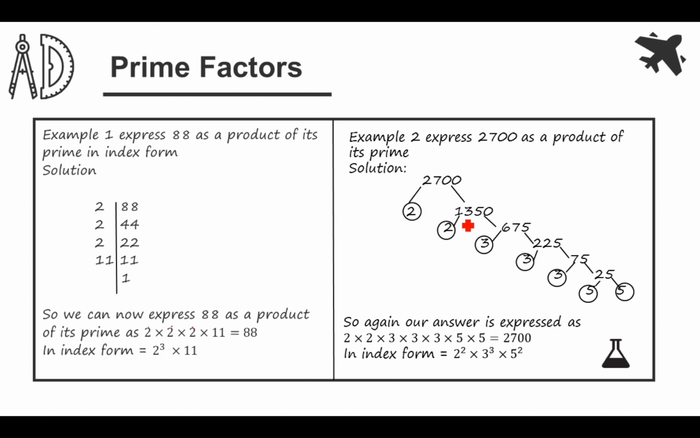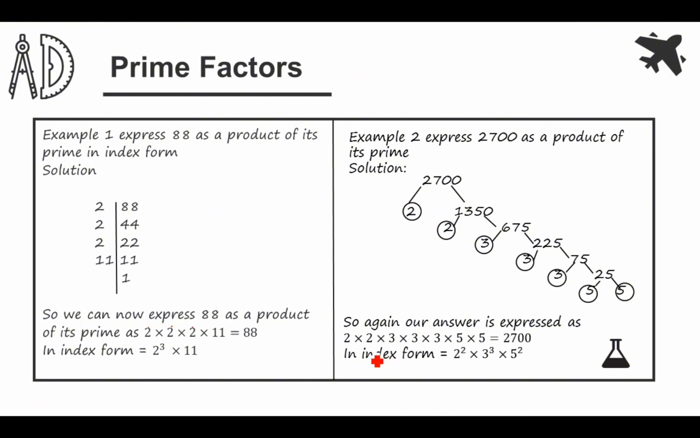So you split it, you have 2 and 1350, and you continue splitting your numbers till we have 25, and we split 25 into 5 and 5. Right, now we are to circle our prime numbers. We have 2, 2, 3, 3, 3, 5 and 5. So again, our answer is expressed as 2 times 2 times 3 times 3 times 3 times 5 times 5.